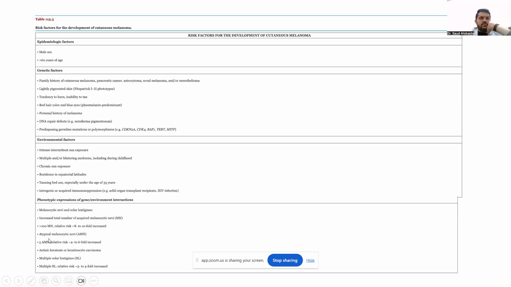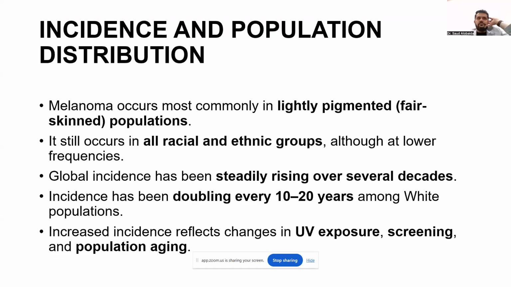But let's talk about the number of nevi as well as atypical melanocytic nevi. If you have more than 100 melanocytic nevi, your relative risk increases. If you have 5 atypical melanocytic nevi, your risk also increases 4 to 6 fold. Solar lentigines, actinic keratosis, SCC, BCC, all increase the risk. So it can occur mainly on type 1, type 2 skin, but it can involve any race.